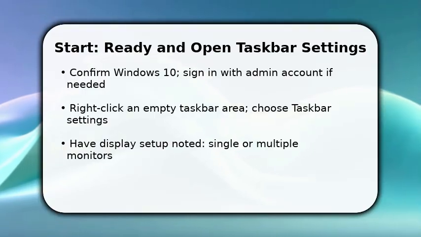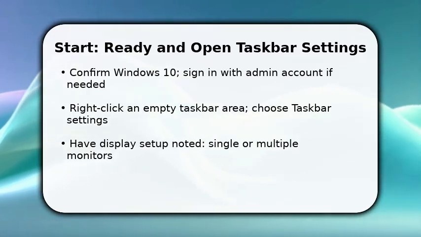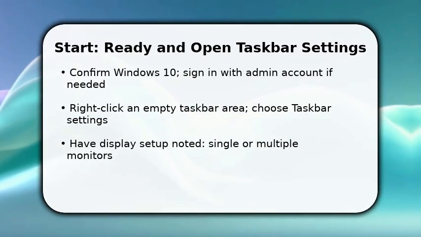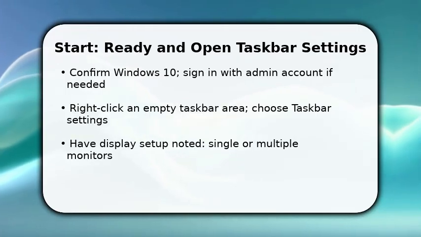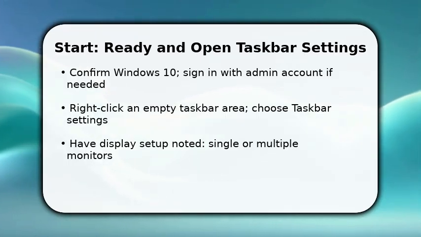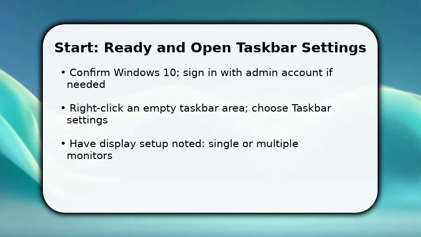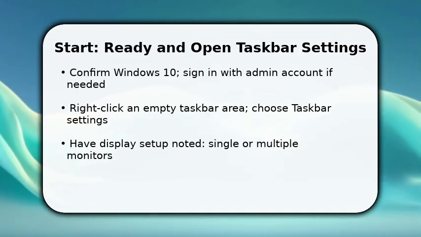You'll begin with just 2 checks. You're on Windows 10, and you're signed into an account that can change settings. Once done, right-click an empty space on the taskbar and select Taskbar Settings to open the control pane. This step opens the exact toggles you'll use, so make sure the settings window is visible and not behind another app. If you use multiple monitors, keep that in mind now because options differ slightly for each display.